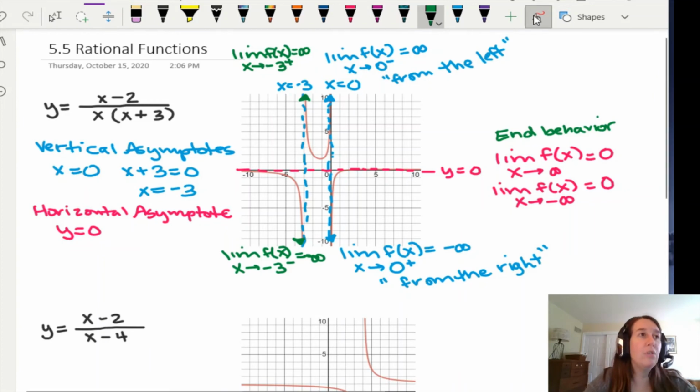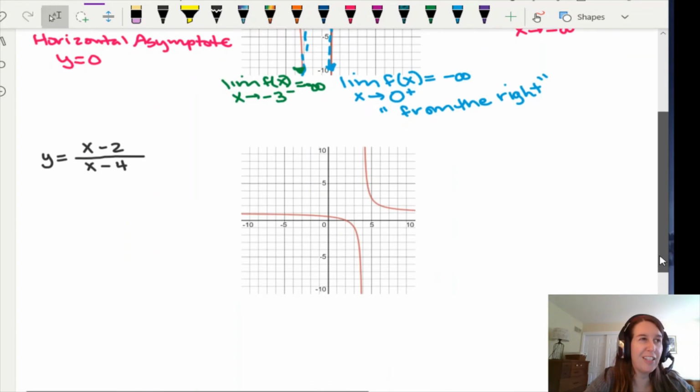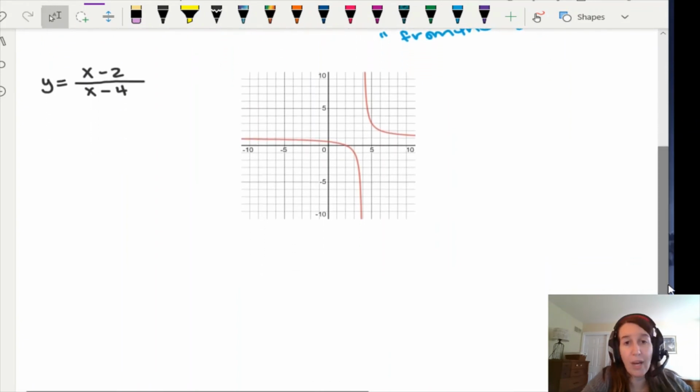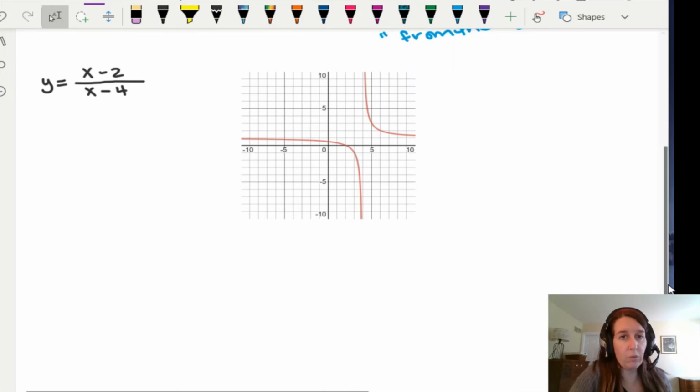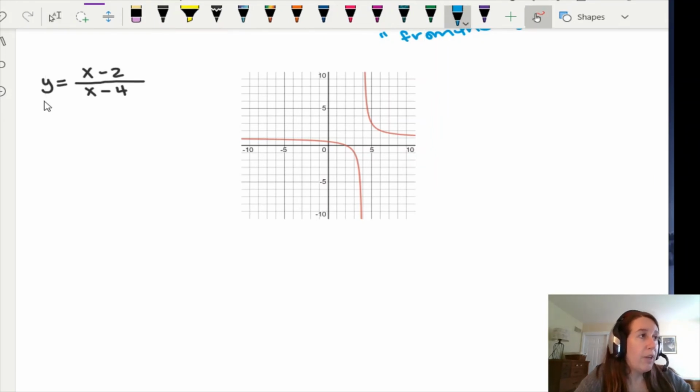All right, we're going to do another one of those in the same manner because I think it's a lot to absorb, especially if you haven't seen limits before. If you have, hopefully this is just a quick, good review for you. So on our second graph, it looks a little bit simpler, and it is. But we have x minus 2 over x minus 4.